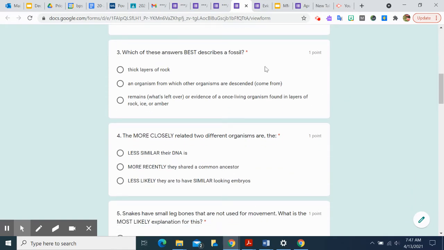Number 3, which of these answers best describes a fossil? Thick layers of rock, an organism from which other organisms are descended, which means they come from. Remember, which of these best describes a fossil? The remains, or evidence of a once living organism found in layers of rock, ice, or amber.